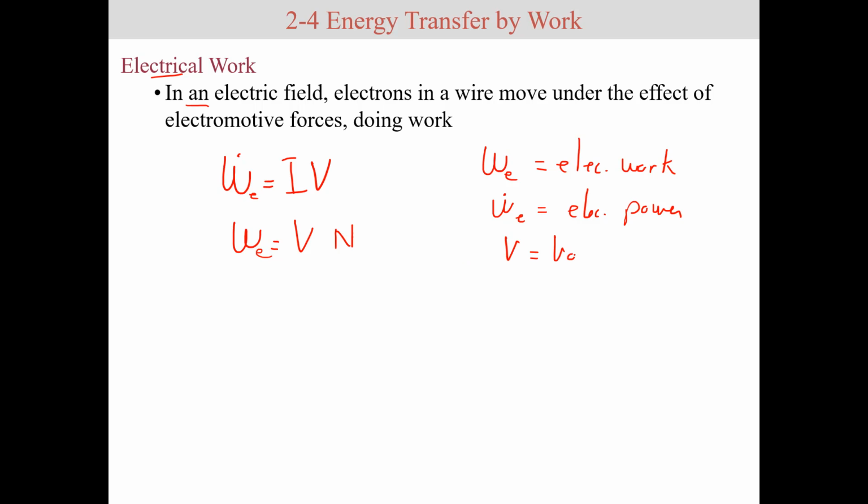Electric work, where the electric work per time, that's defined as electric power. V is voltage. N would be charge quantity. And finally, I would be current.